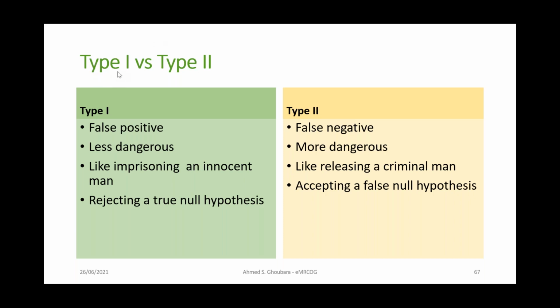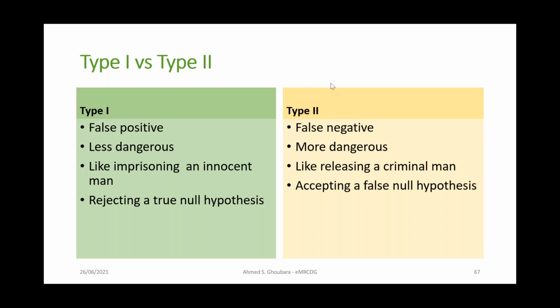Okay, we have type 1 error and type 2 error. Bear with me for a second, please. Type 1 error is the false positive. Type 2 is the false negative. What do I mean by that? False negative and false positive. This is in reference to the null hypothesis.